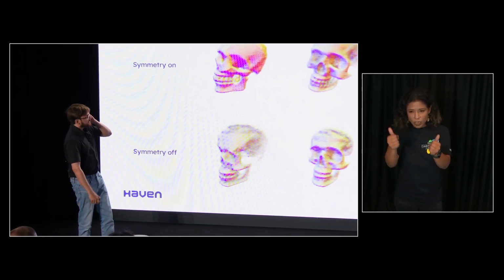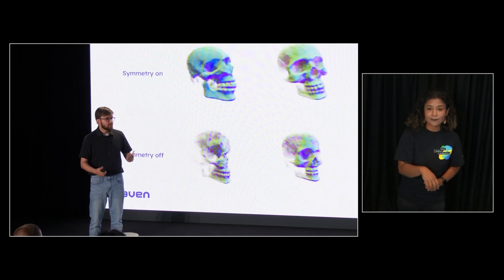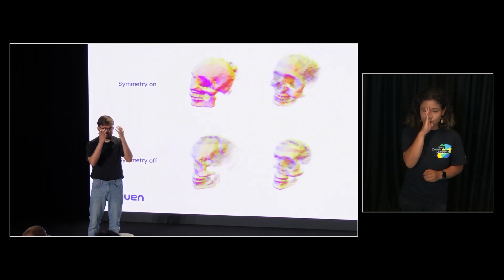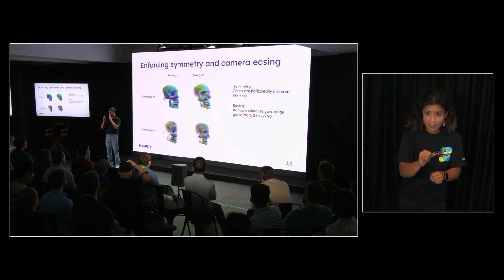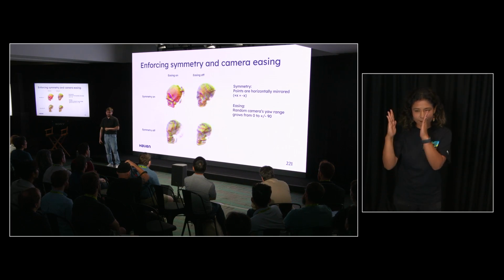Cool. And the second idea is this of symmetry and camera easing. So when you're generating something like a mask, ideally you want it to be the same on either side of the face, so you have proper eye holes. By doing that, the network or the NeRF only needs to learn half, so you can just duplicate that, and it's able to optimize faster.